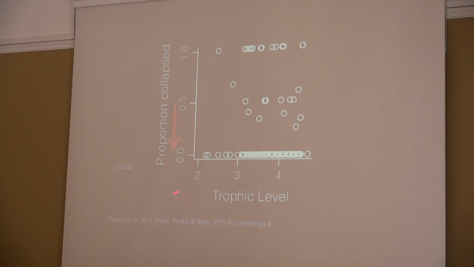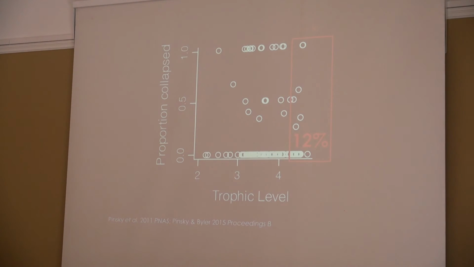So this is relatively good. We don't know of any populations that have collapsed. This would be every population we know of has collapsed at some point in the last 50 years. And in this case, I'm showing you where in the food web they feed, herbivores or top predators.